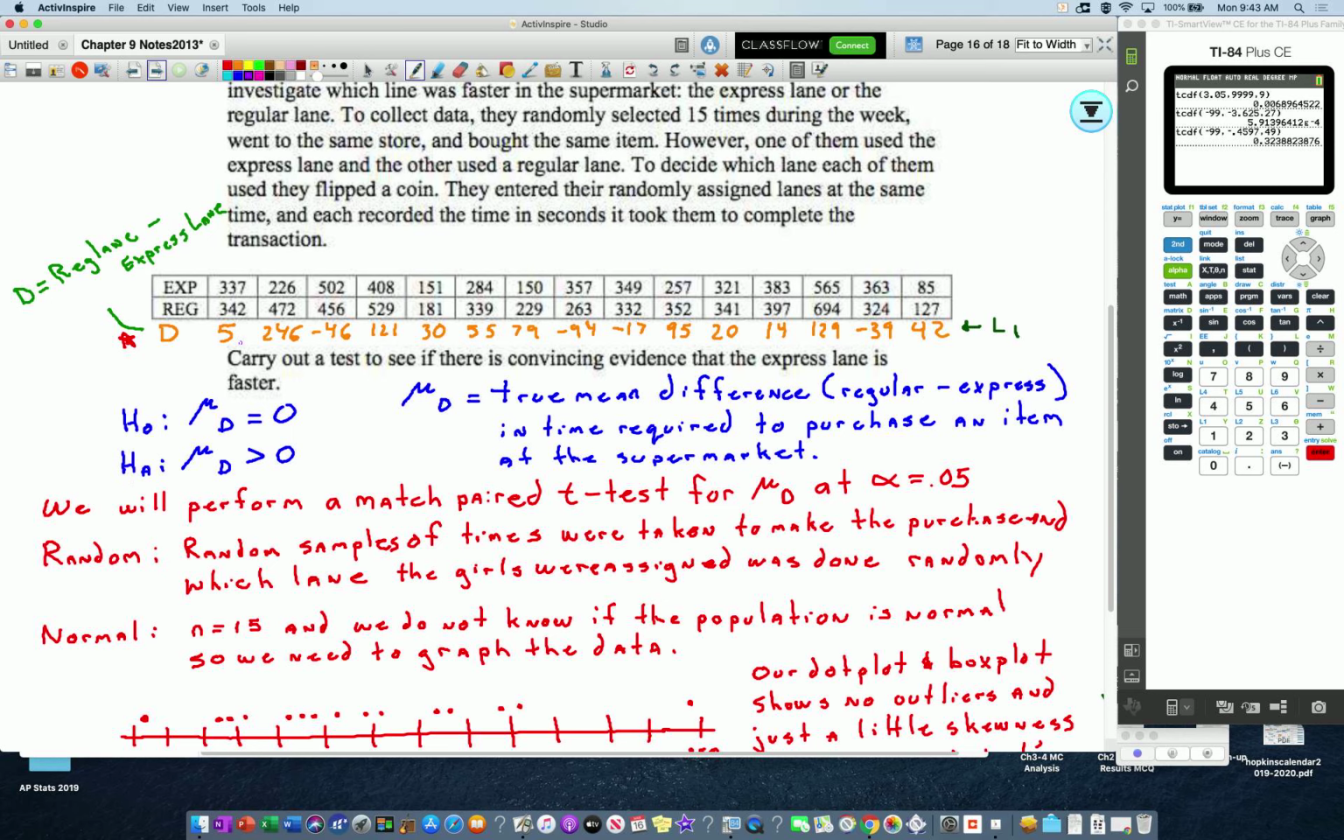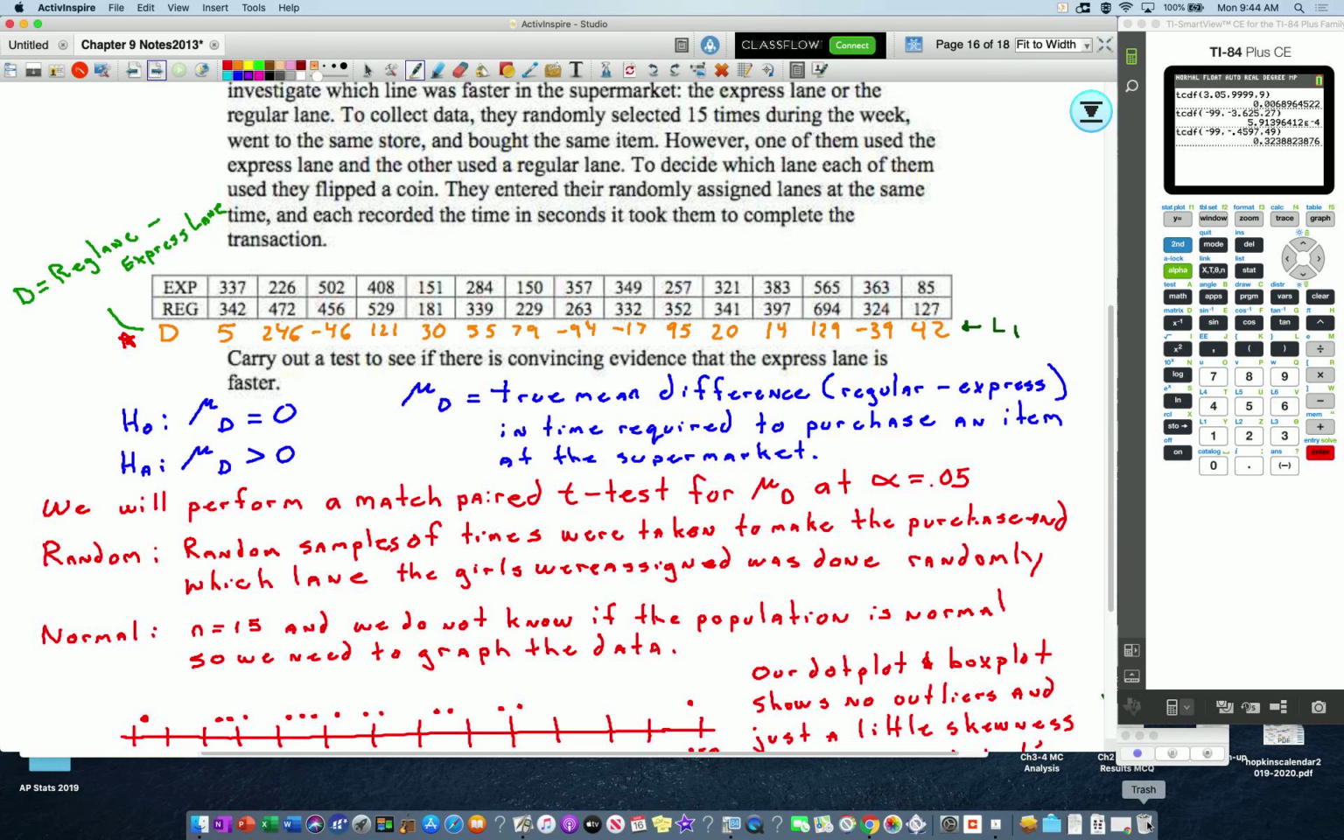So in this case, when I did the first one here, I got 5 seconds because 342 minus 337 is a difference of 5 seconds. What that means is the express lane was 5 seconds faster than the regular lane, or the regular lane was 5 seconds slower than the express lane. So I did that for all 15 of my results. So this data right here in orange is what I'm actually going to analyze.